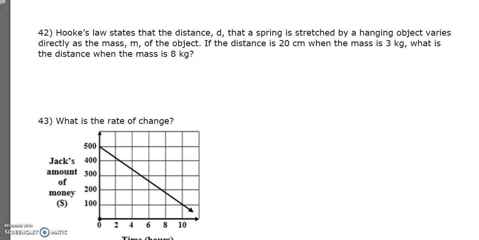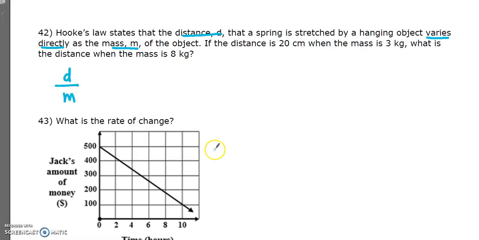Okay, number 42 says, Hooke's law states that the distance d that a spring is stretched by a hanging object varies directly as the mass m of the object. So varies directly. If the distance is 20 centimeters when the mass is 4 kilograms, what is the distance when the mass is 8 kilograms? So we are comparing the distance d to the mass m, right?